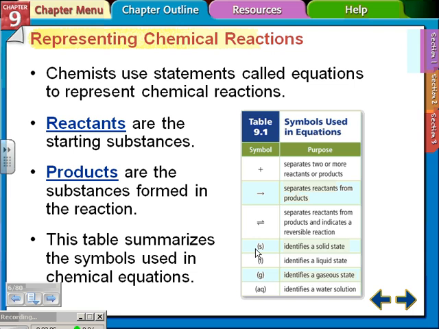And then a little S in parentheses identifies the solid state of matter, L is liquid, G is gas, and AQ is aqueous. Aqueous is different than a liquid. A liquid is a pure substance like water or maybe ethanol, something like that. AQ means that something is dissolved in water. It's an aqueous solution.